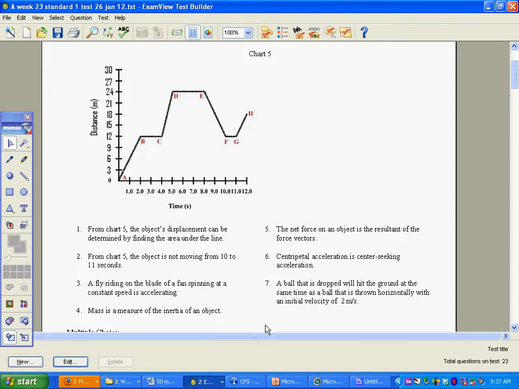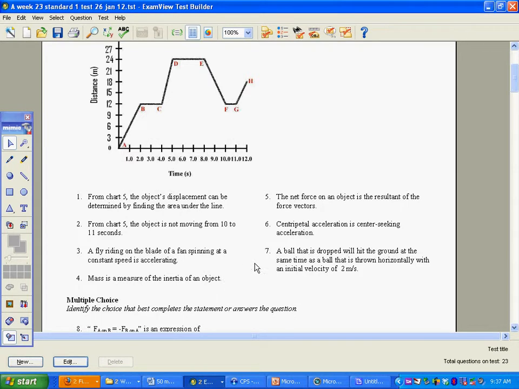Number 5, the net force on an object is the resultant of the force vectors. Okay, well, let's think about what we do here whenever we're doing one of these problems.